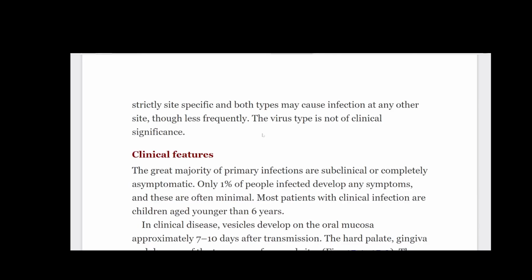Clinical features: the great majority of primary infections are subclinical or completely asymptomatic. Only 1% of people infected develop any symptoms, and these are often minimal. Most patients with clinical infection are children aged younger than 6 years. In clinical disease, vesicles develop on the oral mucosa approximately 7 to 10 days after transmission. The hard palate, gingiva and dorsum of the tongue are favored sites, Figs 15.1-15.3.